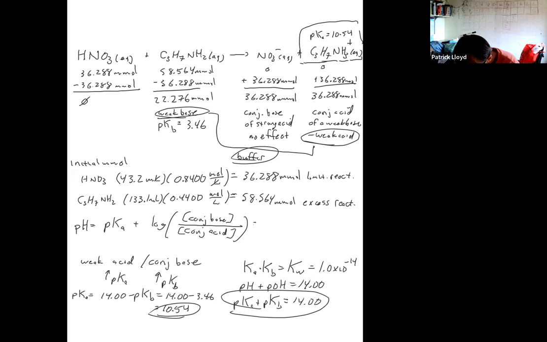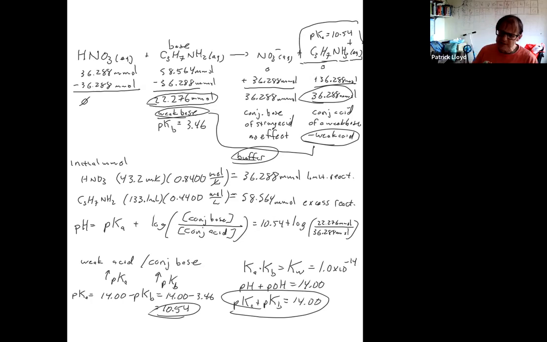So for this one, that would be 10.54 plus, just make sure it's the base over the acid. So the base, this is the base over here, right? The amount we have left over is 22.276 millimoles. And then the amount of acid that we have is 36.288 millimoles.